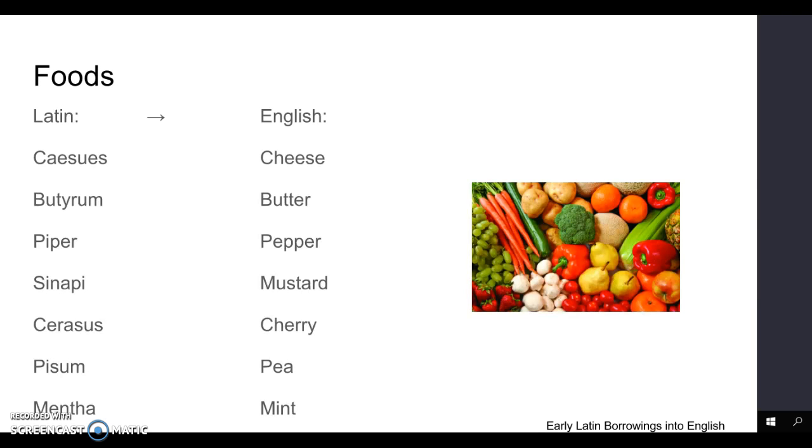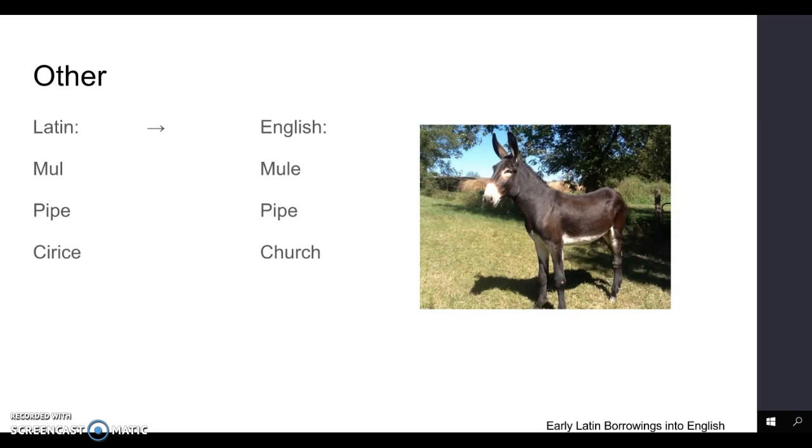There are also many Latin words associated with food that were taken and turned into English words. The Latin word caesus was borrowed and turned into cheese. Buttram became butter. Piper became pepper. Sinapi became mustard. Cesaris became cherry. Pisum became pea. And mentha became mint. Some other words include mull, which became mule, pipe, which stayed as pipe, and Christ, which turned into church.